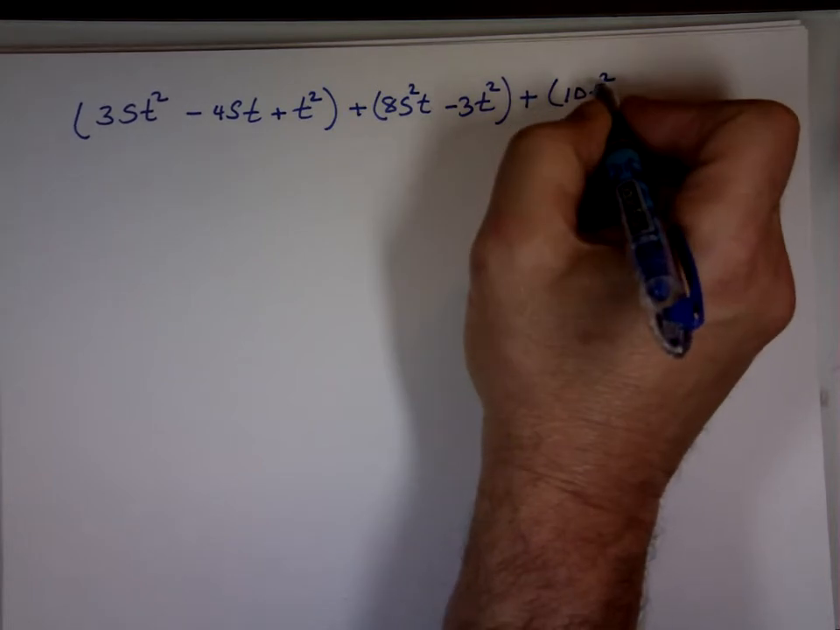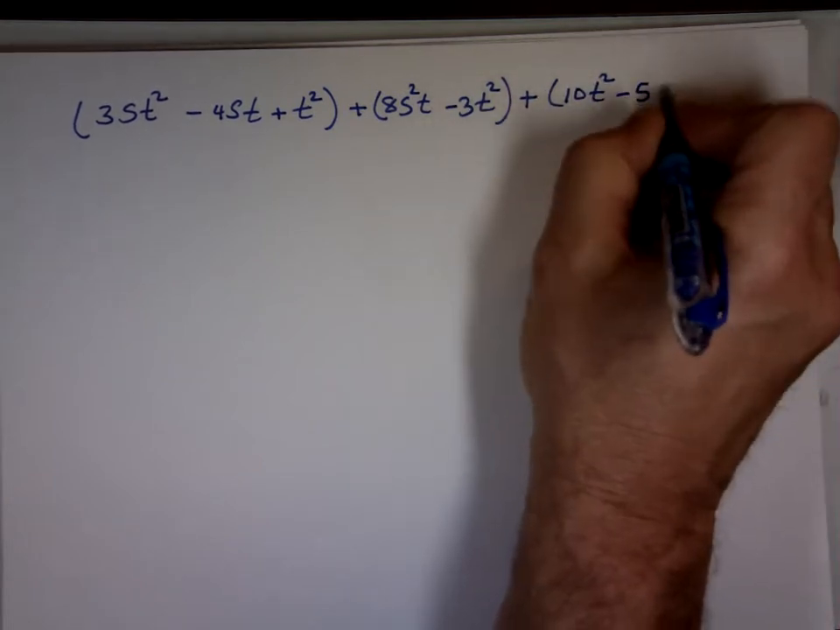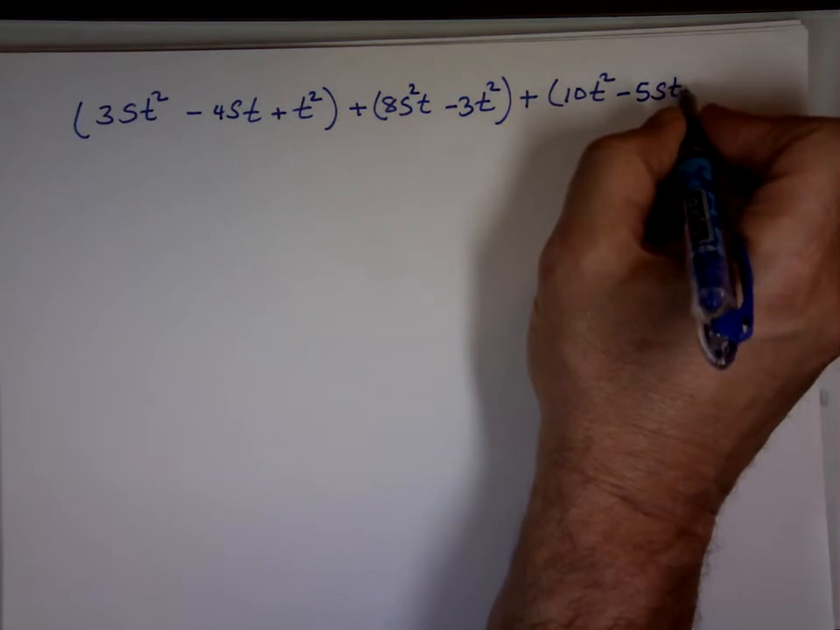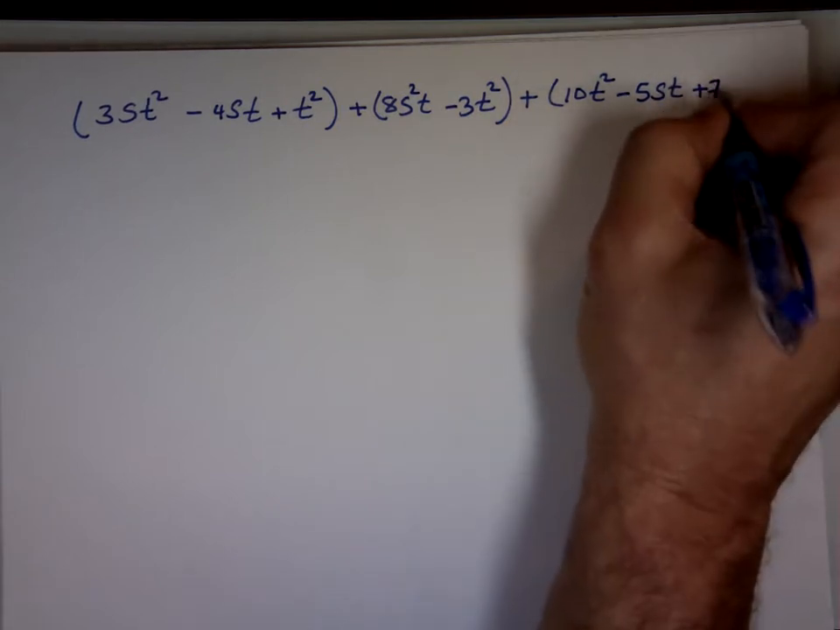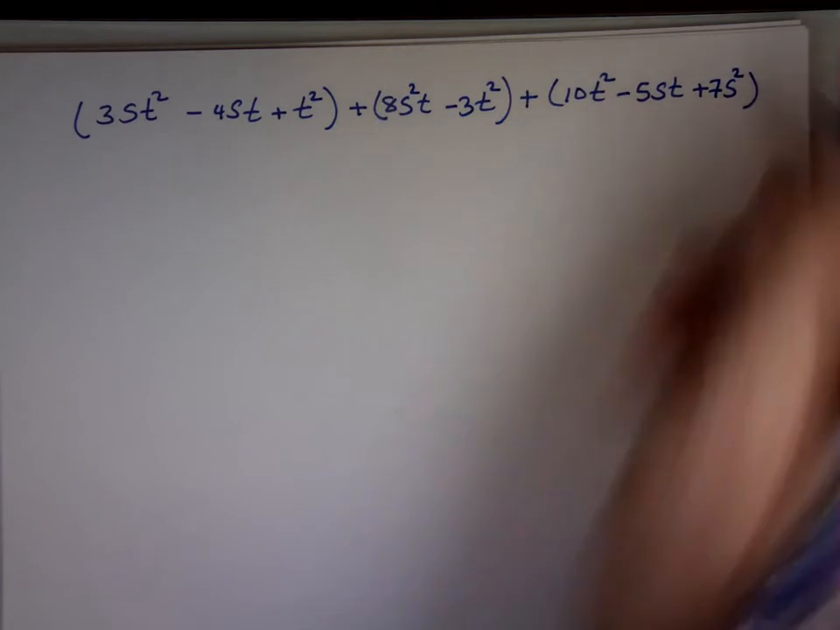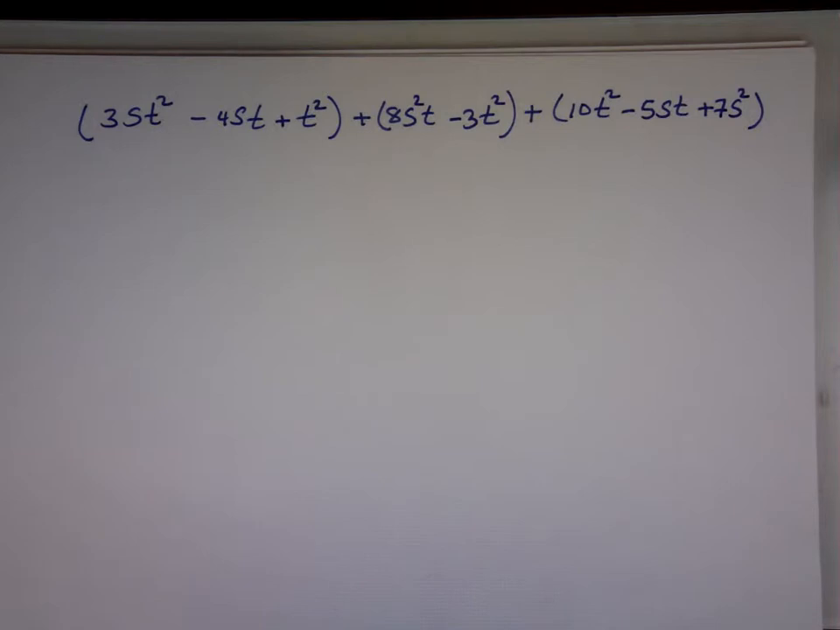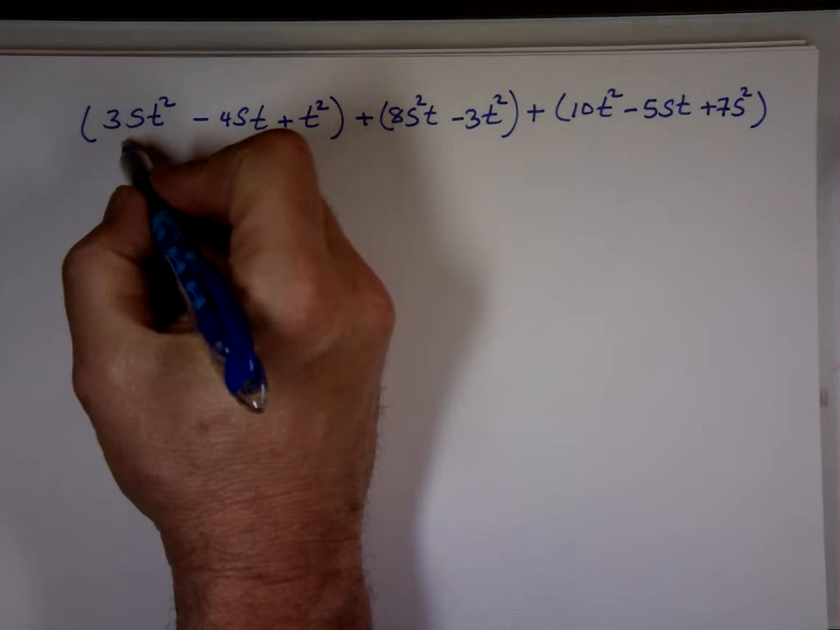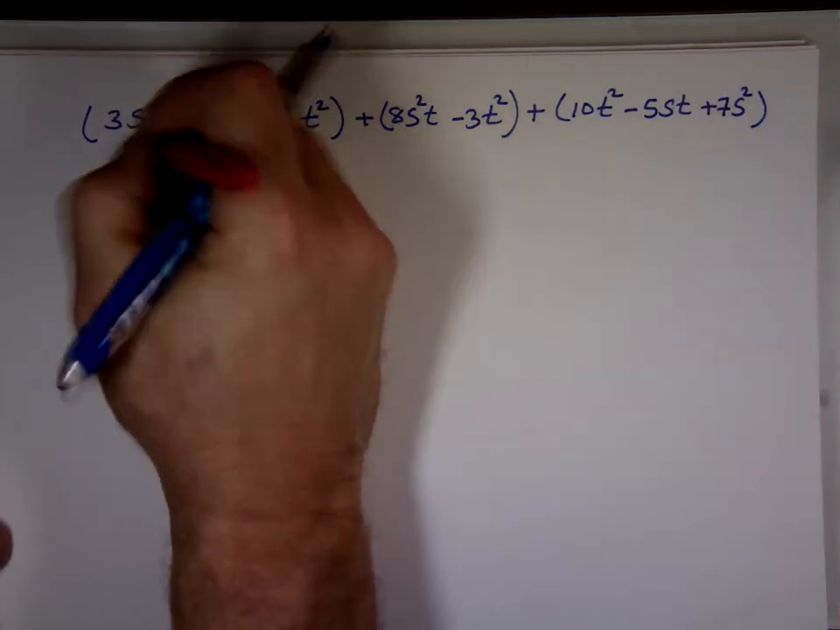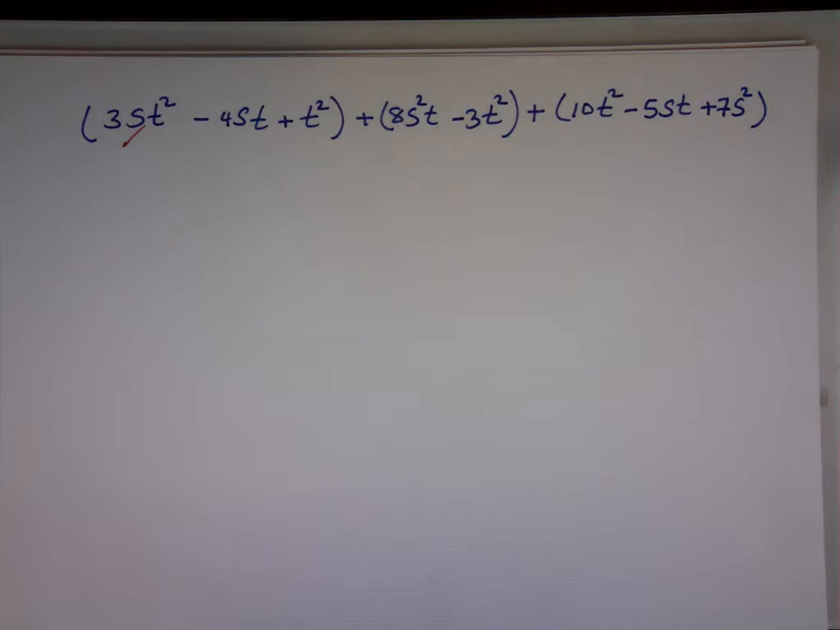10t squared minus 5st plus 7s squared. I need to look for like terms. Now let's begin with this one. Is there anyone that looks like this one? Has st squared in it? 8s, no. Nope. 10t squared. Nope, they're different.